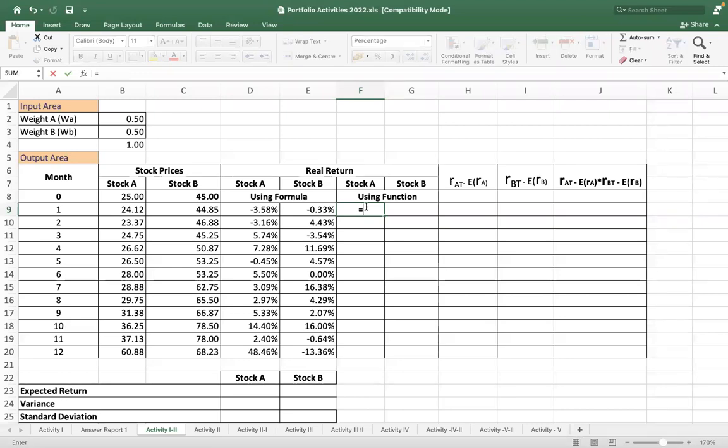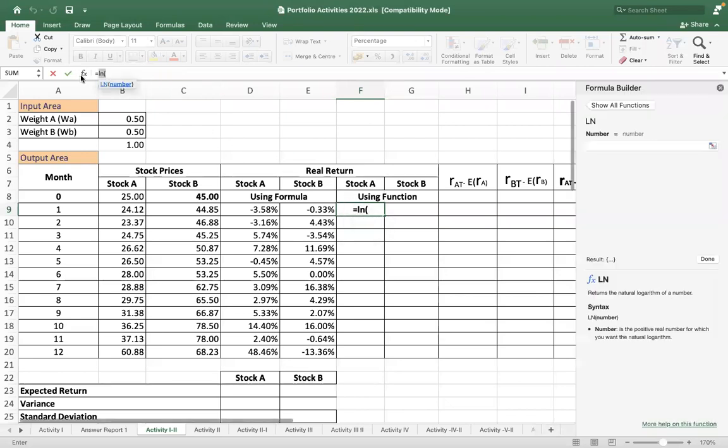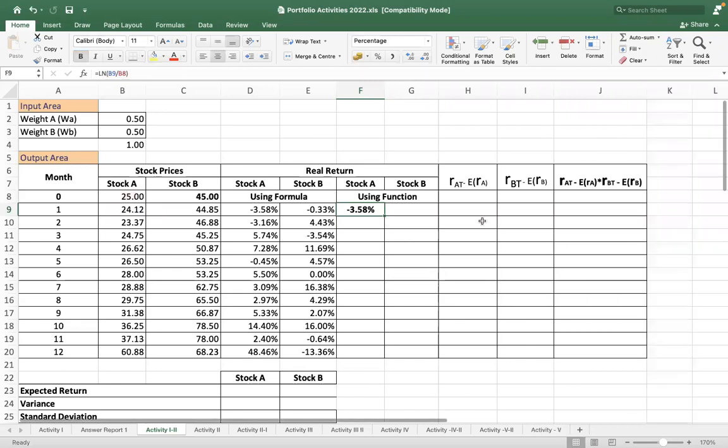So how we can do it is ln, open bracket, or else you can select the formula dialog box. Here, today's price divided by previous price. Then press done.